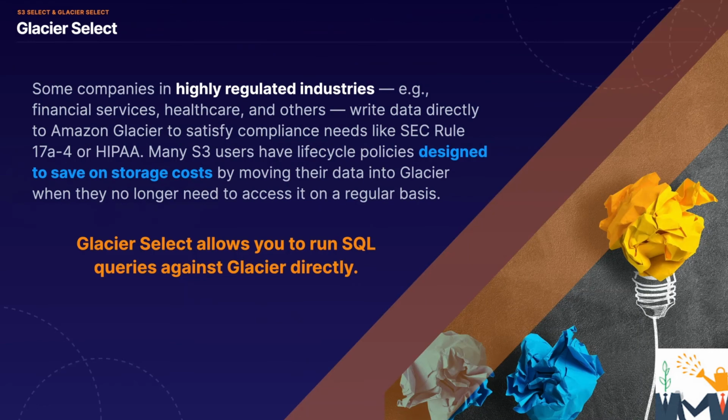Glacier Select, very similar concept. Some companies in highly regulated industries such as financial services or healthcare write data directly to Amazon Glacier to satisfy compliance needs like the SEC Rule 17a-4 or HIPAA requirements, for example. And many S3 users have lifecycle policies that are designed to save on storage costs by moving their data into Glacier when they no longer need to access it on a regular basis. So Glacier Select is just like S3 Select, and it allows you to run SQL queries against Glacier directly.